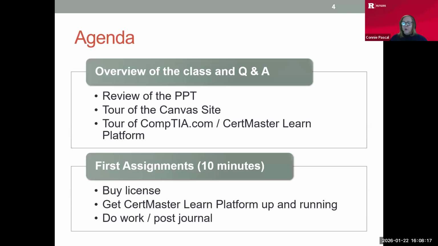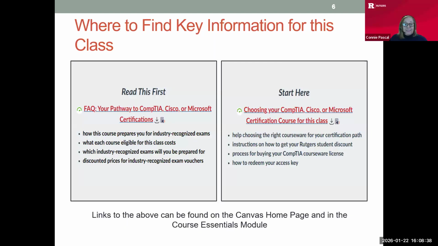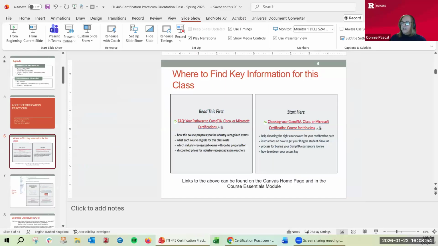Here's our quick agenda. I'm going to give you a quick tour of the Canvas site. We're going to talk a little bit about CompTIA, the company that provides our CertMaster Learn platform. Then we'll talk more about the assignments: how this course works, what you'll do, and how you'll be graded. If you haven't done so, go to the home page and you'll find two pieces of information on where to find key information for this class: the Read This First and the Start Here. I'm going to show you where that is on the Canvas site.